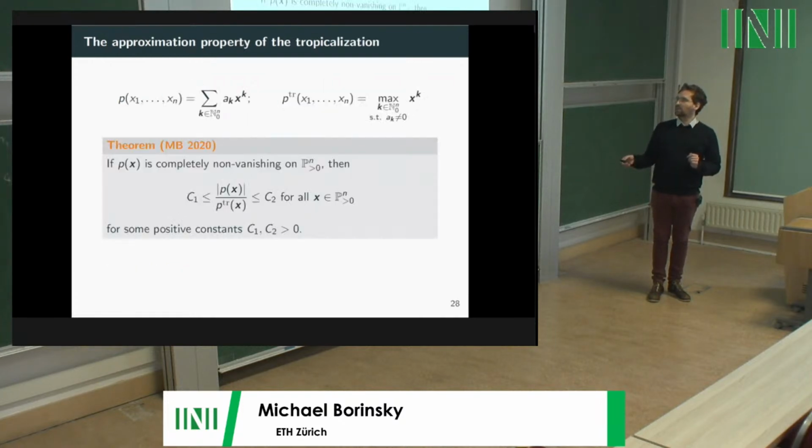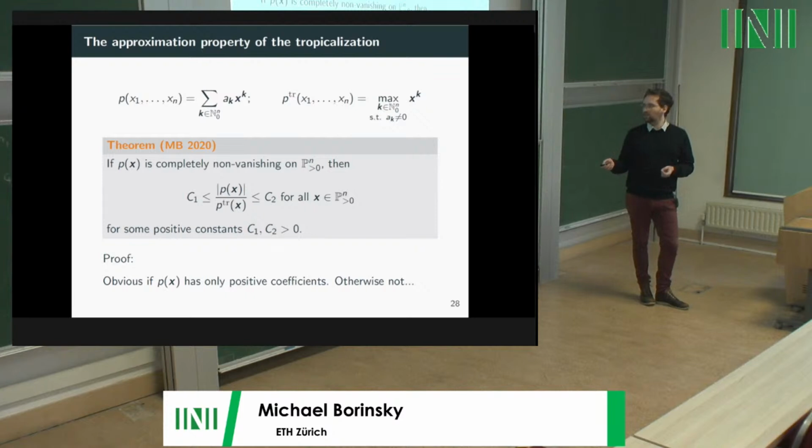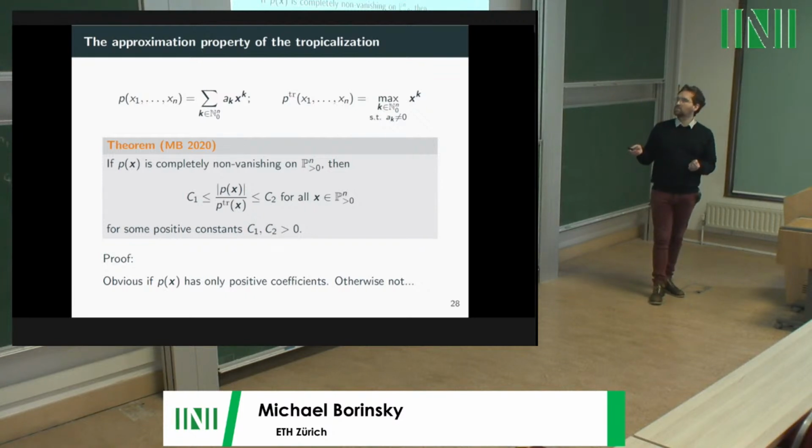All right, so we have a nice property of this tropical approximation, namely if this p of x, this original polynomial, fulfills a certain technical condition, then the quotient of p over p trop is always bounded from below and above inside our positive projective space. So there are positive constants, C1, C2, that bound this quotient from below and above. So it moves in some window, this quotient. And the proof is pretty obvious if p of x only has positive coefficients. It's harder if p of x also has negative coefficients, but yes.